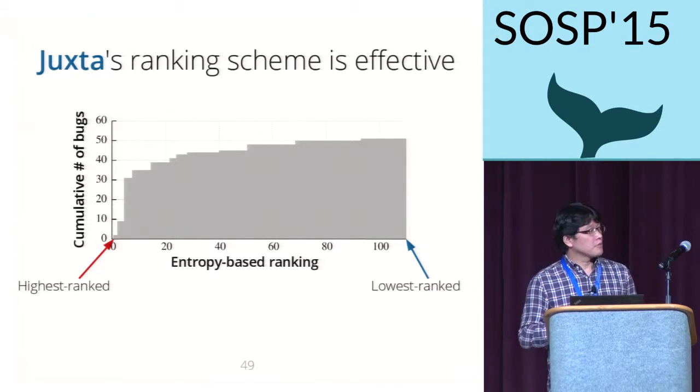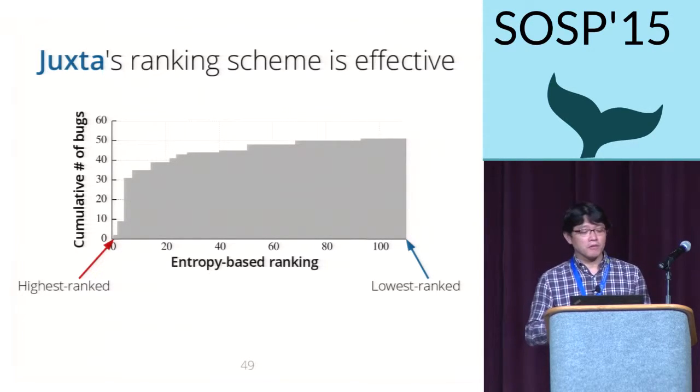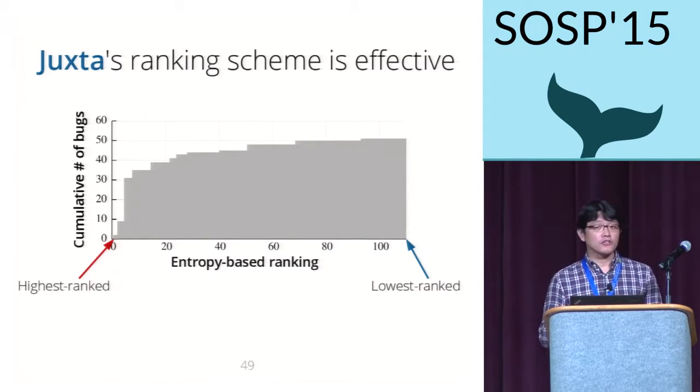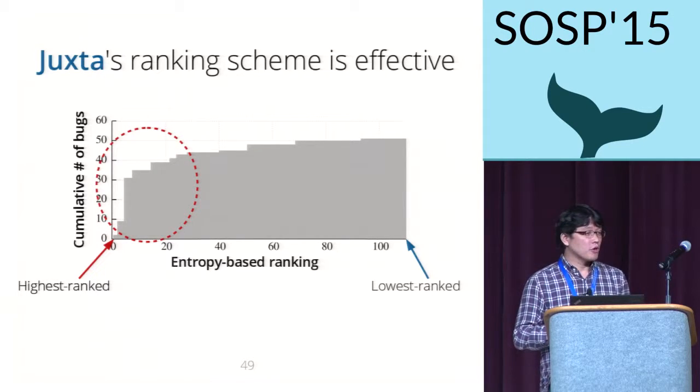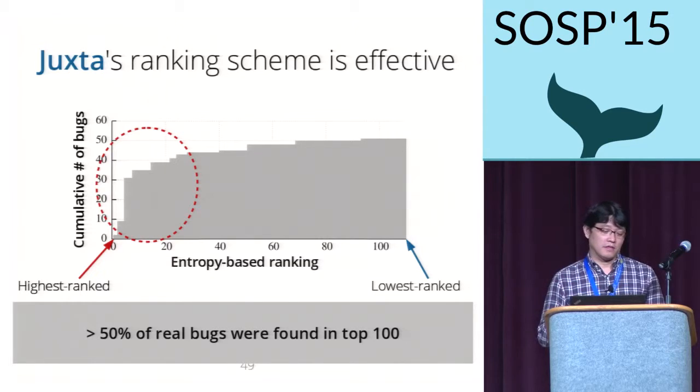And the y-axis represents the cumulative number of new bugs that we found. As you can see in this graph, we found most of the bugs from the highly ranked bug reports. In fact, more than half of the real bugs that we found came from the top 100 bug reports.